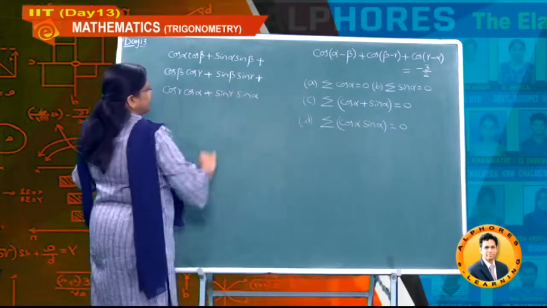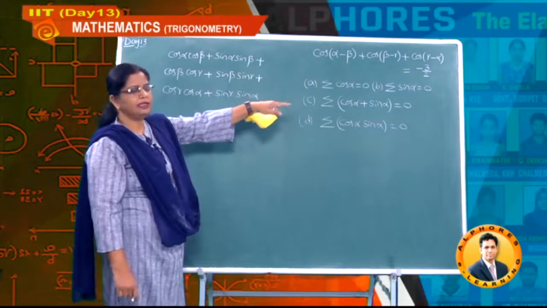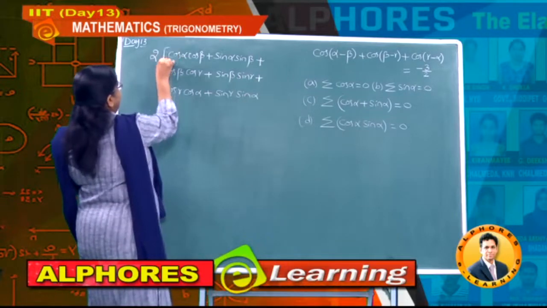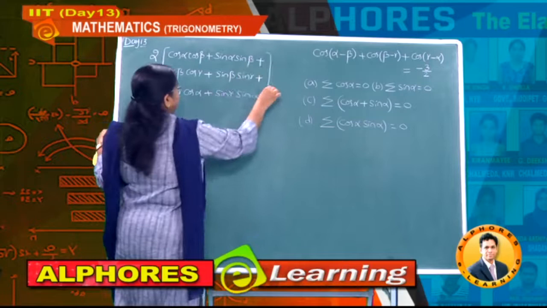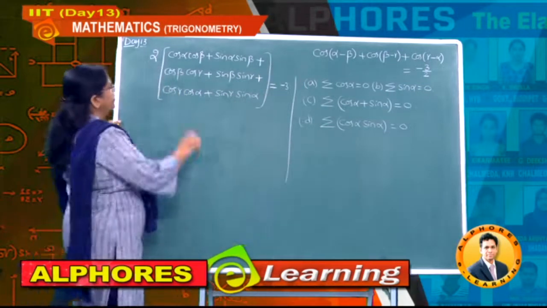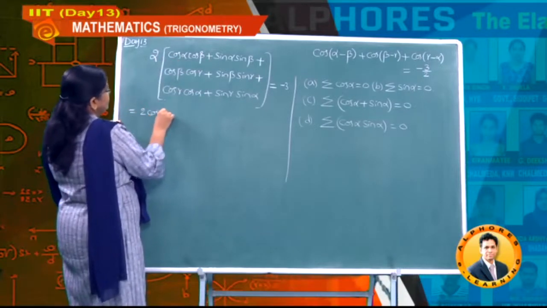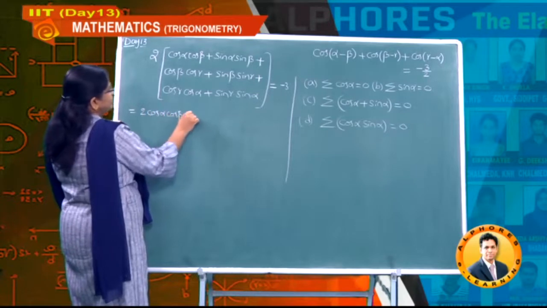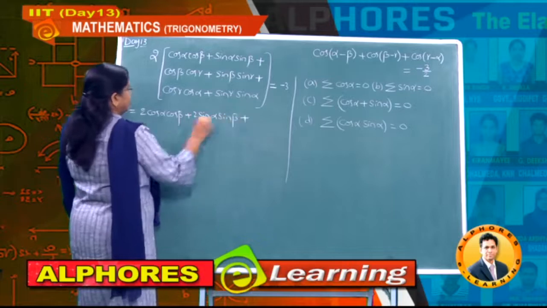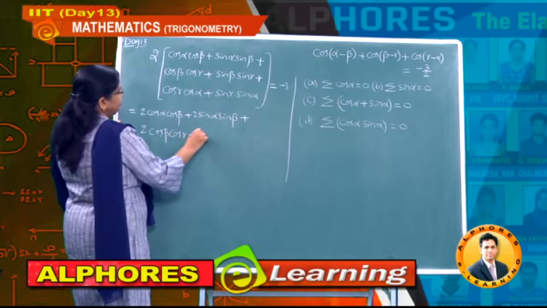Okay students, and what is the RHS you are having? Minus 3 by 2. In that minus 3 by 2, the denominator is 2, so I am cross multiplying, and thereby this side you have minus 3. Okay, so you got this value, and now let's multiply here: that is 2 cos alpha cos beta plus 2 sin alpha sin beta, and next plus 2 cos beta cos gamma, and like this we multiply each value with 2.